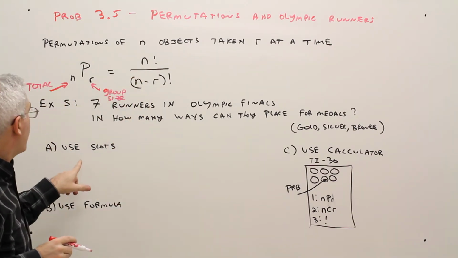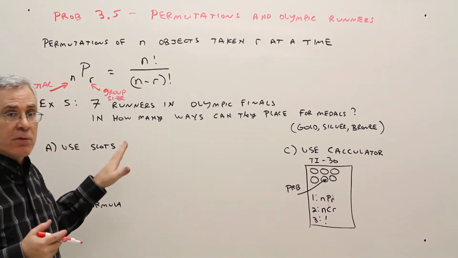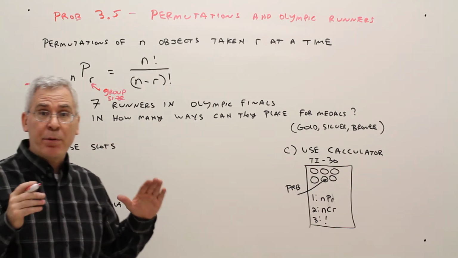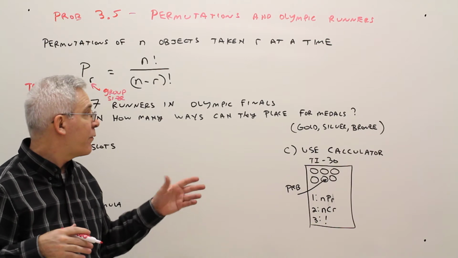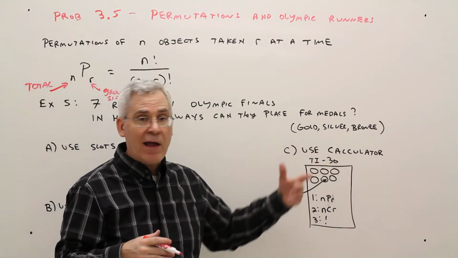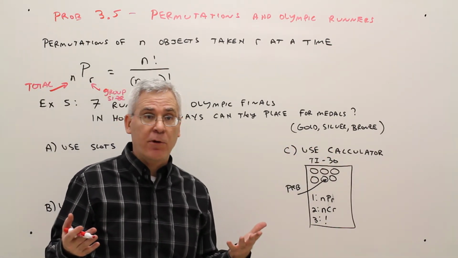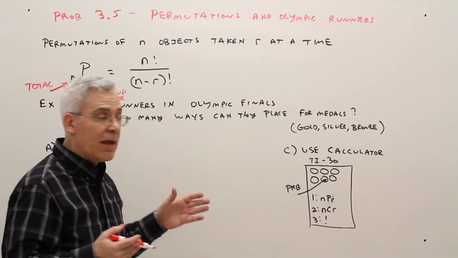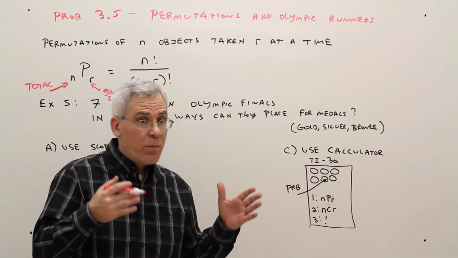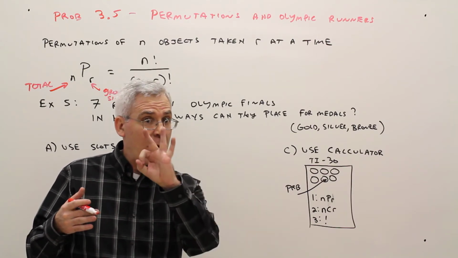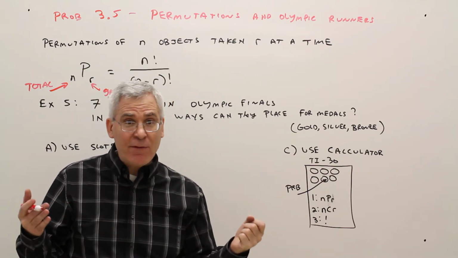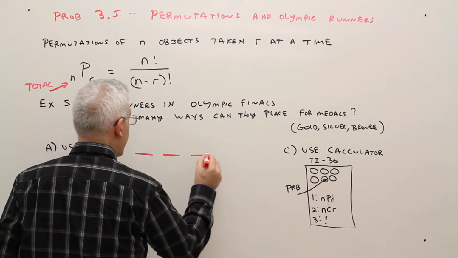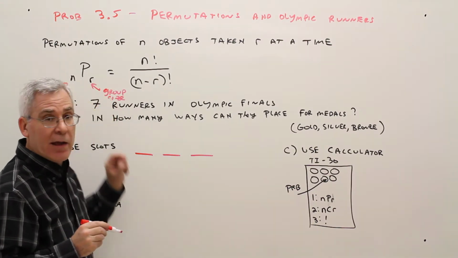All right, so example 5. There's 7 runners in the Olympic finals, and how many different ways can they place for medals? And of course the medals are gold, silver, and bronze, so basically first, second, or third is what we're talking about. So I'm going to use slots, so I'm only concerned about the first 3 places, so I'll only do 3 slots, even though there's 7 runners. So 1, 2, 3. That's my group size.